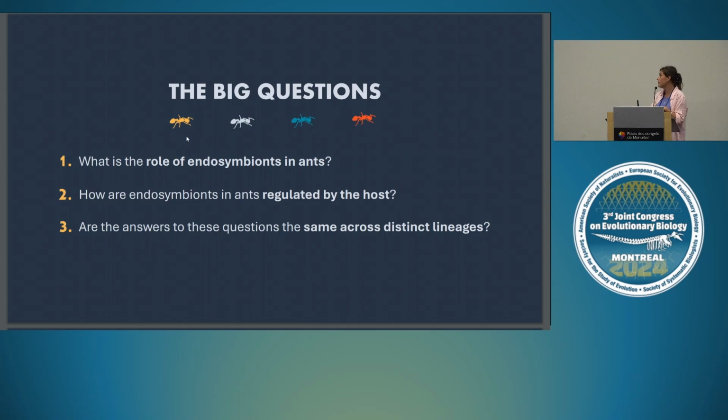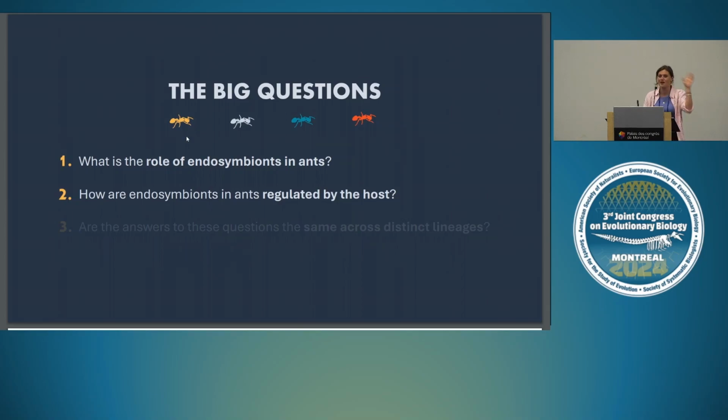So that leads me on to my big questions for this project, which is what is the role of endosymbionts in ants and how are they regulated by the host? And then, most interestingly, are these mechanisms conserved across the distinct lineages? But I'm actually not going to talk about that today, so I've kind of oversold the talk.